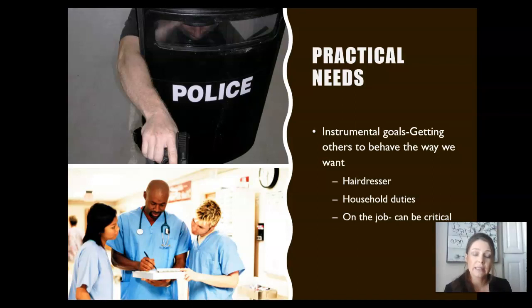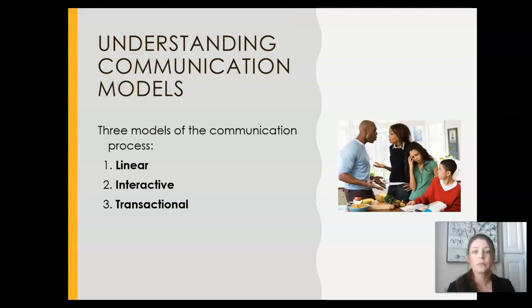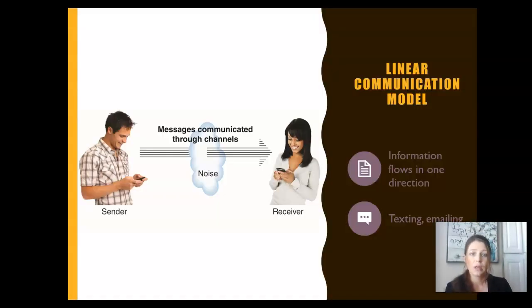Okay, so now we understand the 4 needs as far as why we communicate. Now let's examine the 3 models of communication. So these 3 models are known as linear, interactive, and transactional. The linear model depicts communication as an activity where information flows in one direction. So there's a starting point and an ending point.